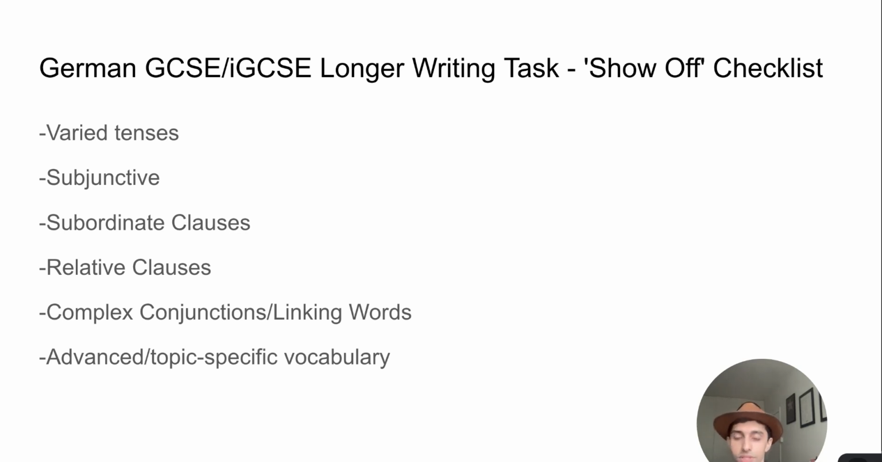More complex conjunctions, including linking words, things like using verb kickers like weil, which then push the main verb right to the end of the sentence or phrase. Those can work well to impress examiners because, again, they're fairly challenging in German.